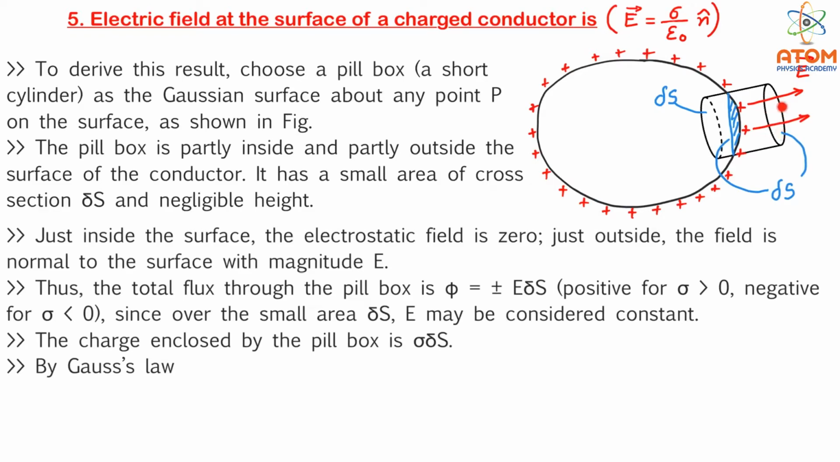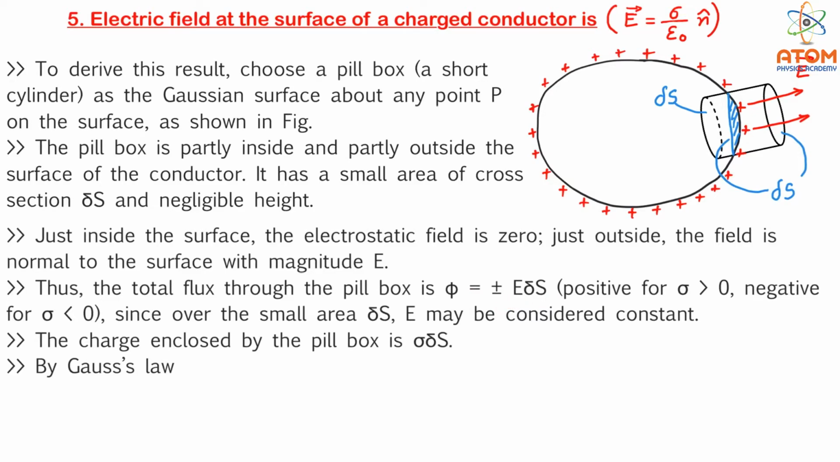So only here we can calculate the flux, and that will be flux phi is equal to plus or minus E into delta S. Why am I putting this plus or minus? Because right now I have shown the electric field outside, because the charge is positive. But if the charge is negative on this conductor, then the electric field will be inside. In that case, this flux will be negative E delta S.